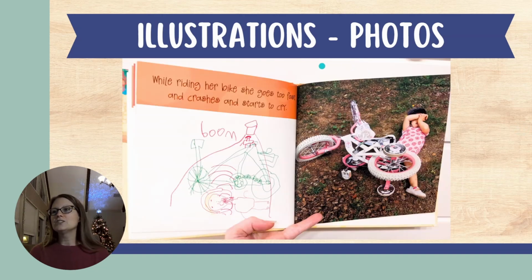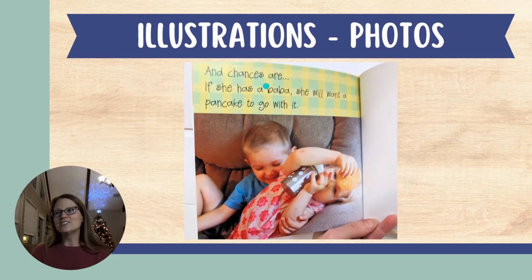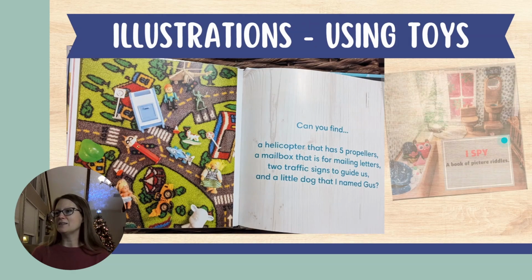While riding her bike, she goes too fast and crashes and starts to cry. So he writes boom, and apparently this is her falling off her bike. My husband told her, just lay on the ground. Daddy's going to put the bike right here. Don't move. So it looks like you crashed. So fun. And chances are, if she has a baba, she will want a pancake to go with it. So you can do that. You can just make up a little funny story, or have the kids make up a little funny story, and just use Shutterfly or Snapfish to make that book.